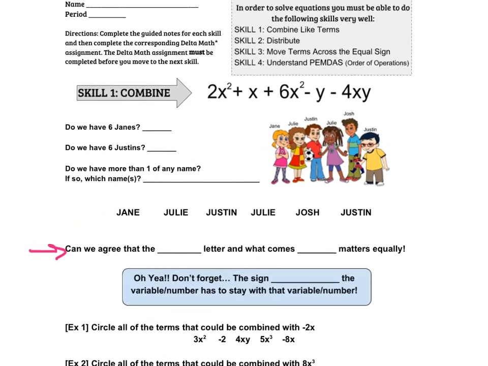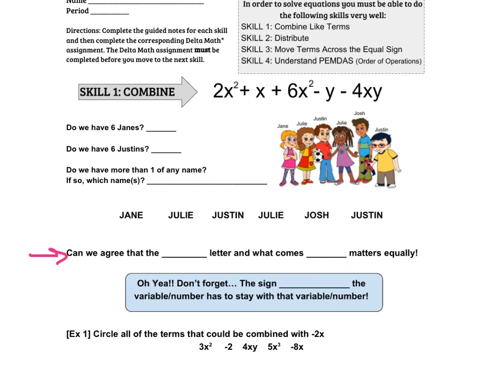So let's look at this clip art right here. We have 6 friends: Jane, Julie, Justin, Julie, Josh, and Justin. The first question I have is, do we have 6 Janes? We have 6 kids, and the first one's name is Jane. Does that mean that we have 6 Janes? Well, no, of course not. That's even just a silly question.